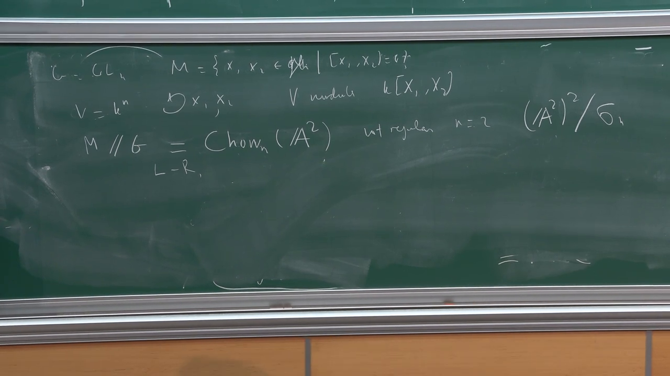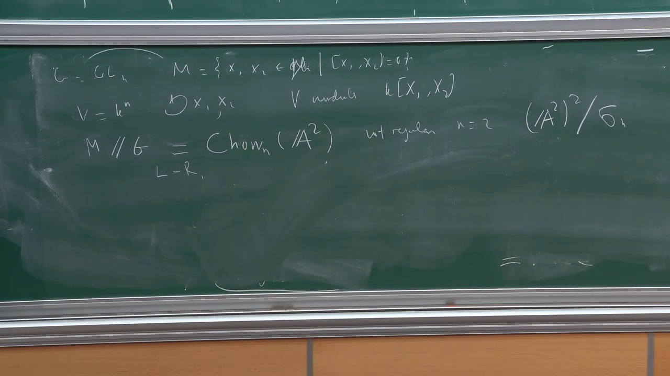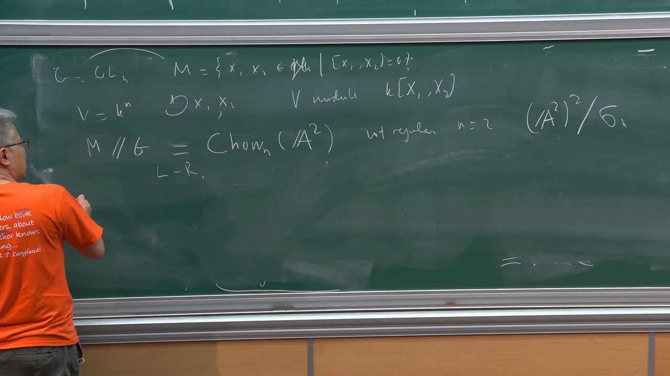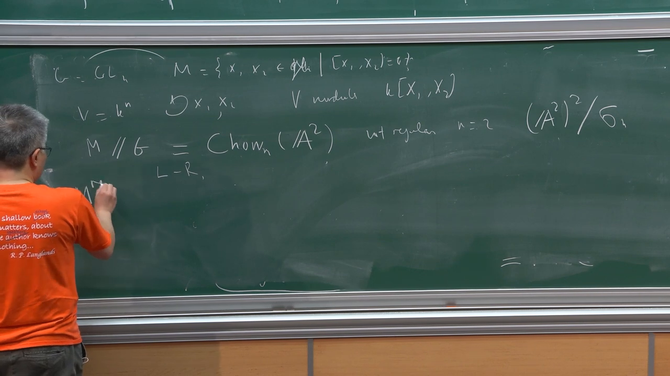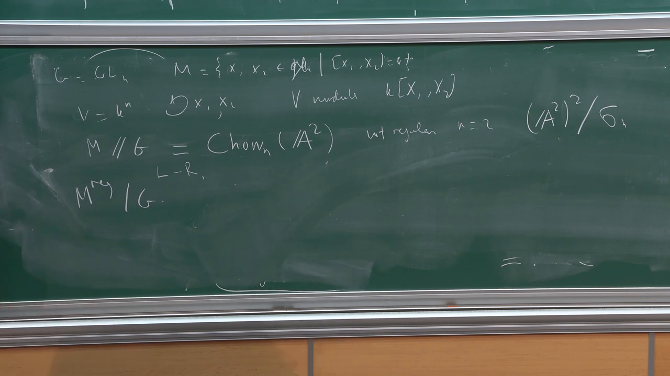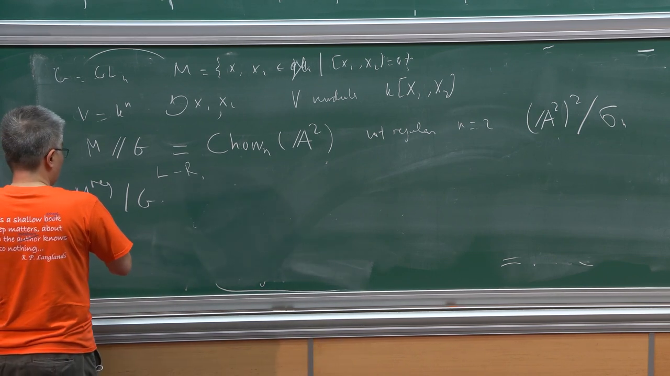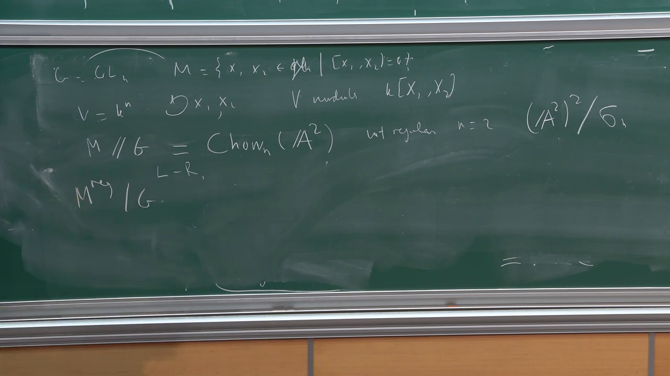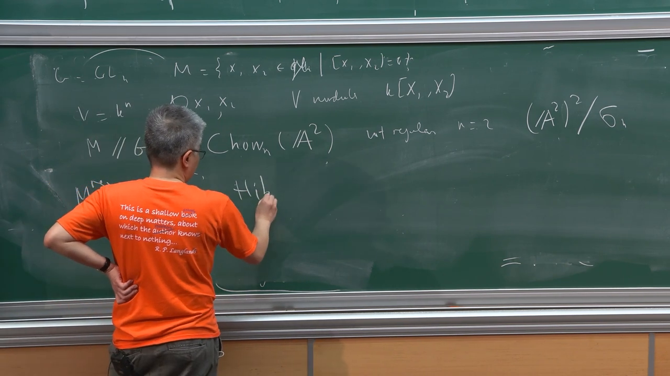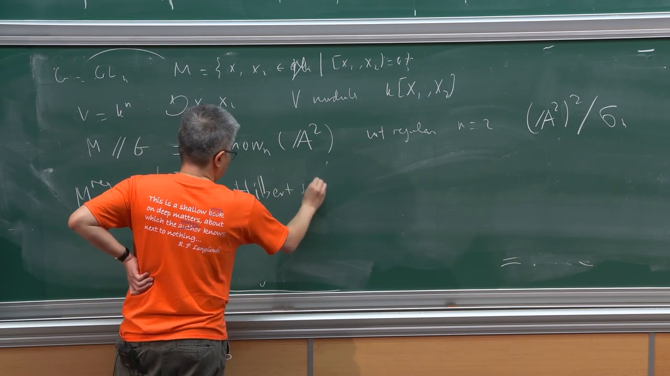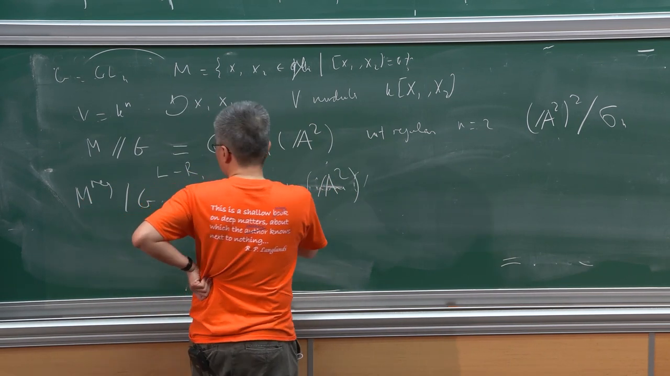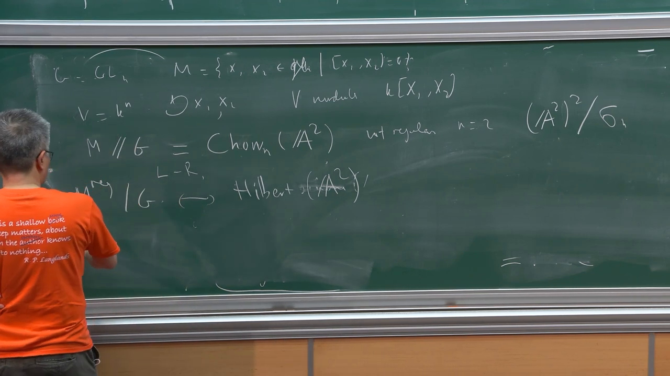And of course, in this case, M reg mod G is actually more difficult to describe. What do you mean that it's regular? But at least it contains the M reg mod G. It has to do at least with the Hilbert scheme of A2. And in any case, this map is not flat.